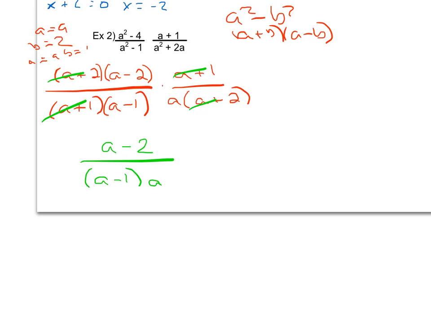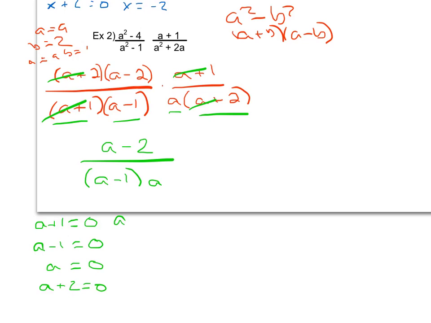I have to go ahead and look before I reduce to determine what my domain restrictions are. So a plus 1, when does that equal 0? a minus 1, when does that equal 0? a, when does that equal 0? And a plus 2, when does that equal 0?